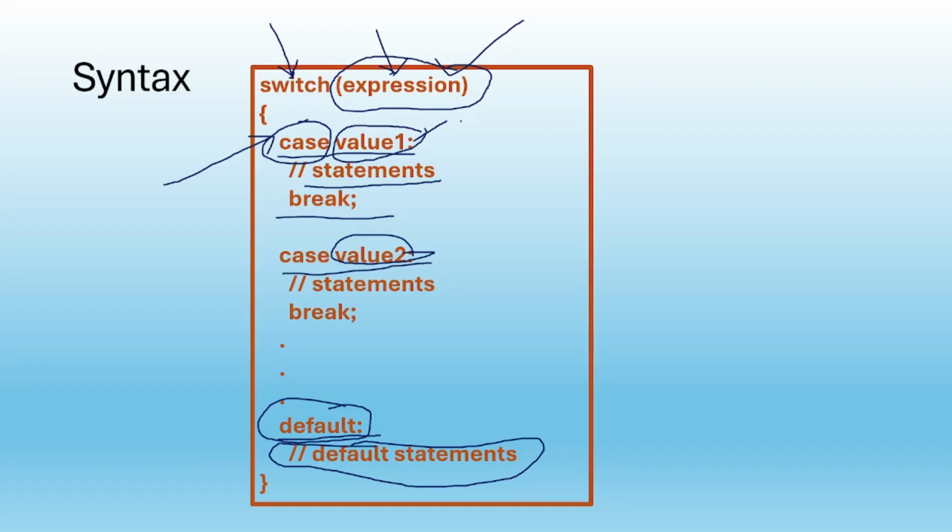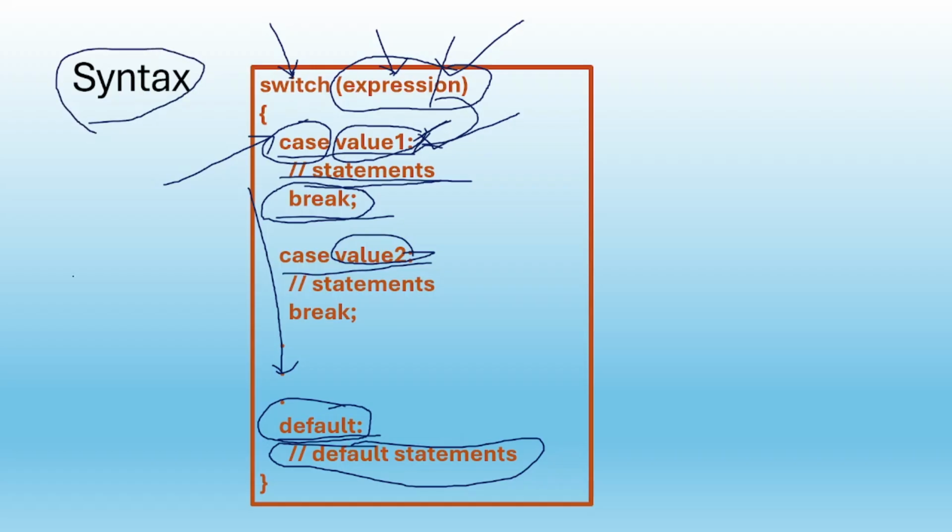When the expression evaluates to value 1, what happens? The expression value matches with case value 1, then the statements under case value 1 get executed. And then the most important statement comes into the picture, that is break, because when case value 1 matches, we do not want the remaining statements to get executed. Because of that we use the break statement. Is this clear? That is nothing but the syntax of the switch case.